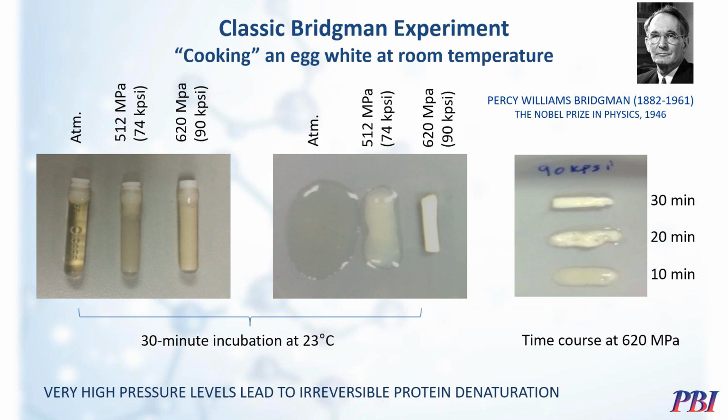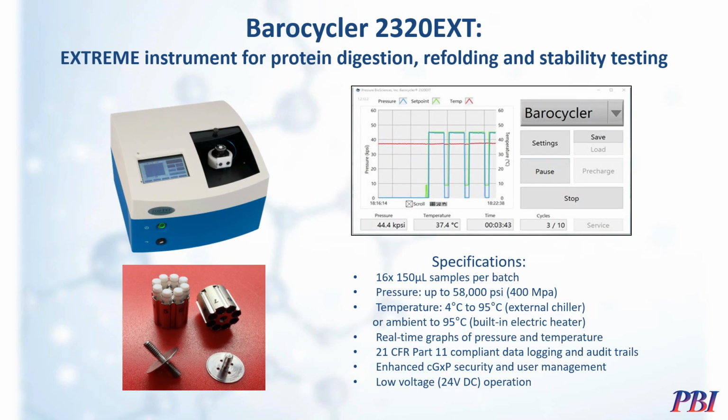However, all this time, high-pressure research was confined in the laboratories of a few enthusiasts because there was no commercial equipment available to generate and control very high levels of pressure in the life science research settings. Our company has introduced a line of dedicated appliance-like benchtop high-pressure instruments that help to promote high pressure as a convenient research tool. Pictured here is the Barocycler 2320 Extreme, an appliance that controls both temperature and pressure and allows up to 16 samples of up to 150 microliters each to be pressurized in one batch in specialized sample containers.